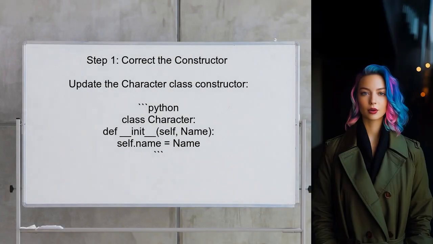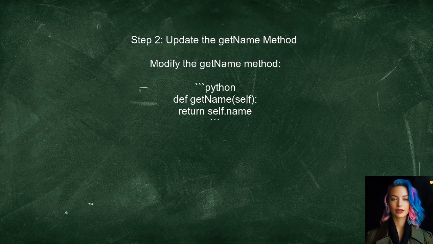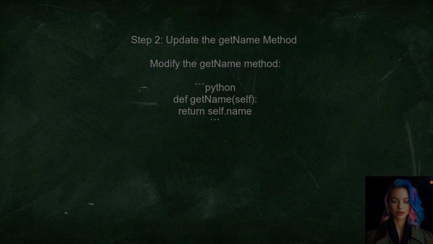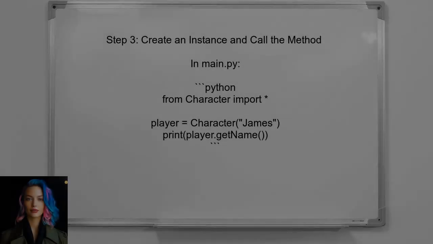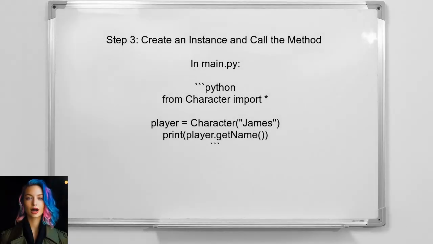The first step to resolve this issue is to correct the constructor in the character class. The user needs to ensure that the constructor accepts self as the first parameter. Next, the user should modify the getName method to also include self as its first parameter. This allows the method to access instance variables correctly. After making these changes, the user can now create an instance of the character class and call the getName method without any errors.